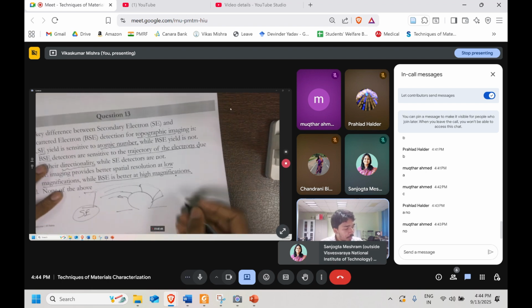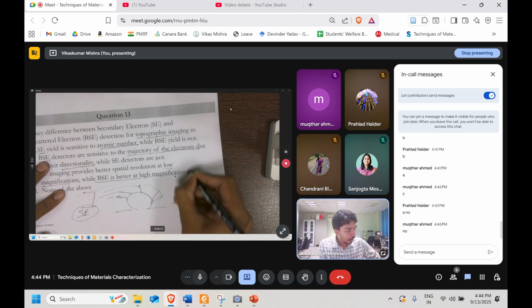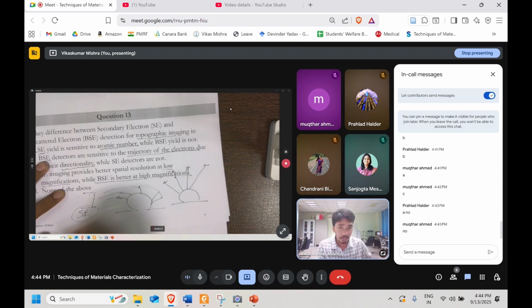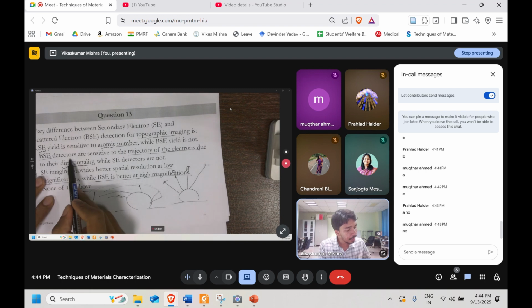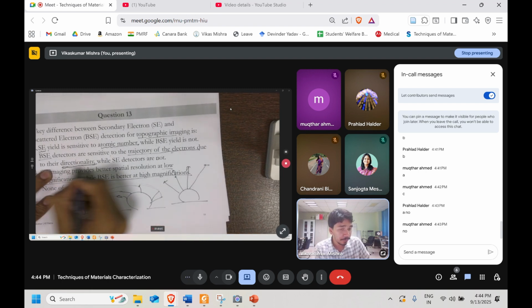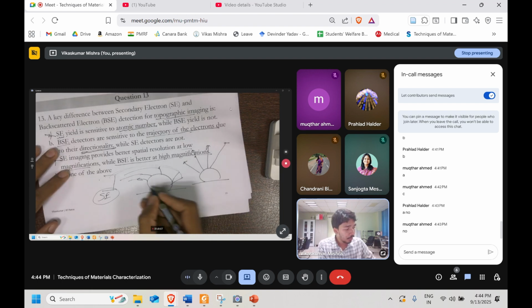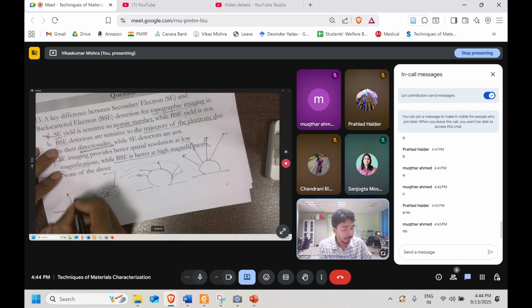While when we talk about the BSC, what will happen in that case is that they have strong energy. You cannot deflect them. They will go straight. So BSC detectors are sensitive to the trajectory of the electron due to their directionality. If let's say the sample is flat and we are generating some BSC over here, it will go.